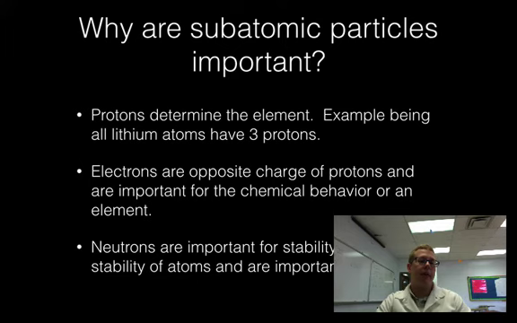And so here are the subatomic particles and why they're important. The protons determine the element. For example, lithium: all those atoms have 3 protons. If it has more than 3 or less than 3 protons, it's a different element. The electrons are opposite in charge of the protons. They balance out that positive charge, but they're also responsible for the chemical behavior of an element. Neutrons are important for stability or lack of stability of atoms, and they're important for isotopes.